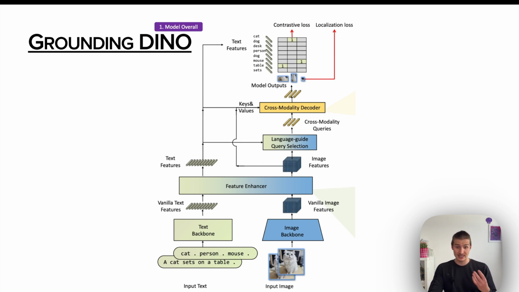So the purpose of query selection is to create adequate inputs to the decoder. And so we have this query selection selecting stuff from image features, basically. But also we have these text features coming from the side. So let's see what all of that is about.